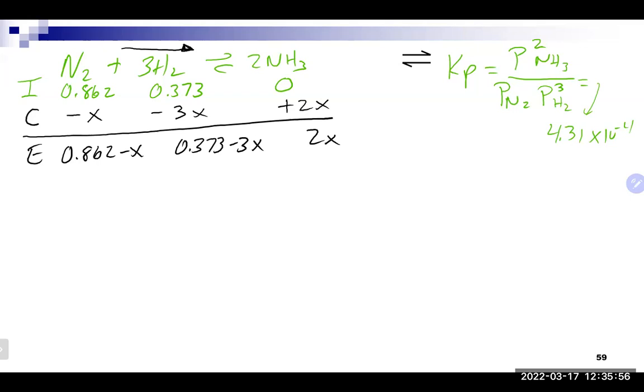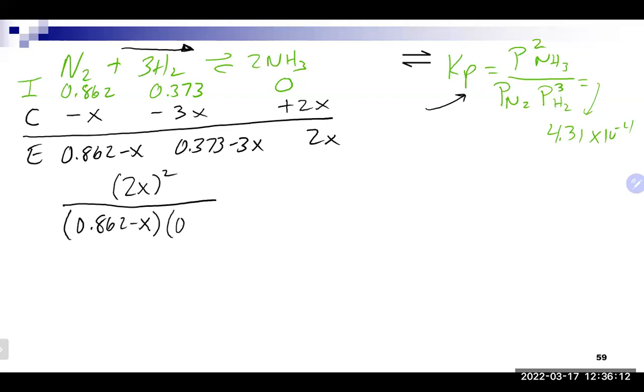We will then put that into our Kp expression here. So that is going to get us 2x squared divided by 0.862 minus x times 0.373 minus 3x. And that also does need to be cubed because of the coefficient. And that would equal 4.31 times 10 to the minus 4. All right. Any questions up to there?